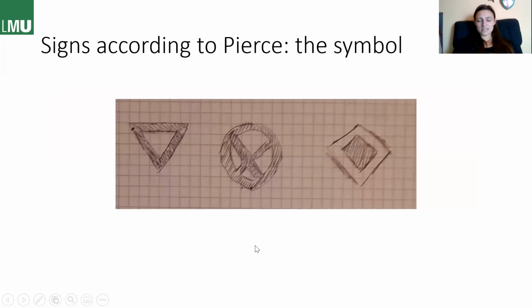And then we have the symbol, last but not least. The symbol is non-motivated, so it doesn't have any visual similarity to what it's supposed to represent. And we often find this in traffic signs. So how do you know that the sign on the very left here means give way? It's because you learned it, not because something in this sign shows you that it means give way.